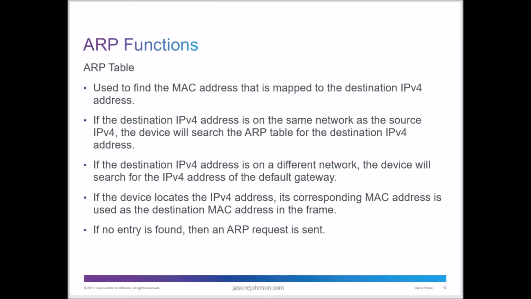You'll hear that in the network. So the function of the ARP table is to find the MAC address that's mapped to the destination IPv4 address. If the IPv4 address is on the same network as the source, the device will search the ARP table for the destination v4 address. If the v4 address is on a different network, the device will search for the default gateway and send it through that way. So if it locates the v4 address, its corresponding MAC address is used as the destination in the frame. If no entry is found, the ARP request is sent.